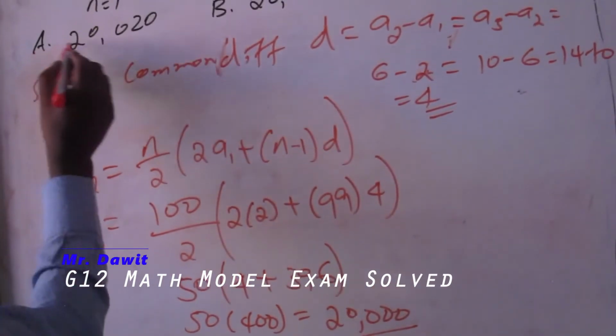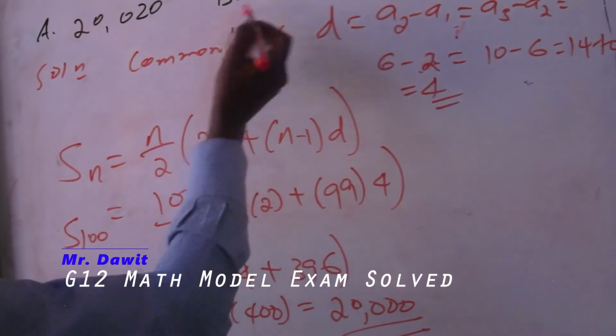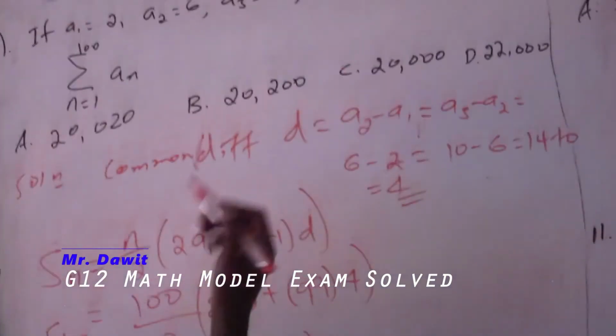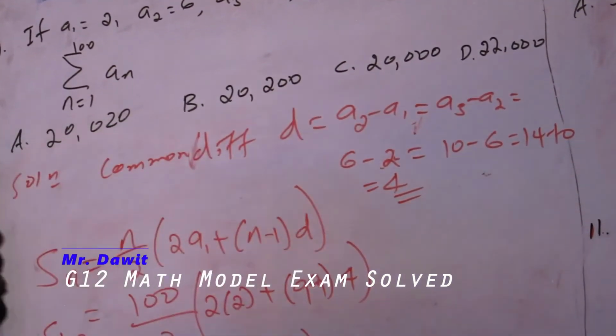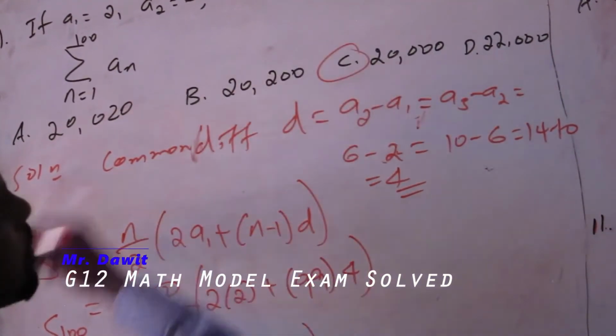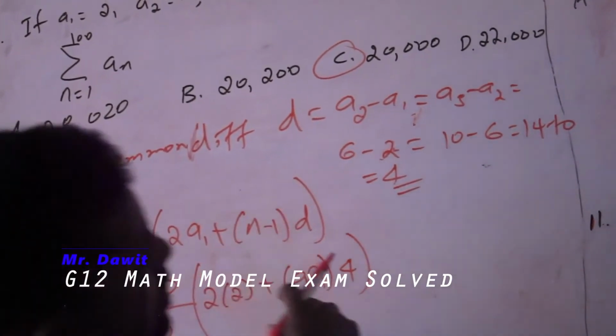20,000. So the choice A says what? 20,000, 20. This is wrong. B, 20,200. Again, it is not. C, 20,000. D says what? 22,000. So the correct answer is C. Let's move to question number 6.